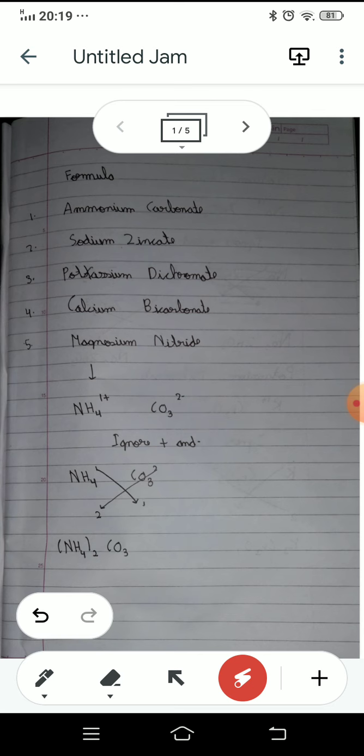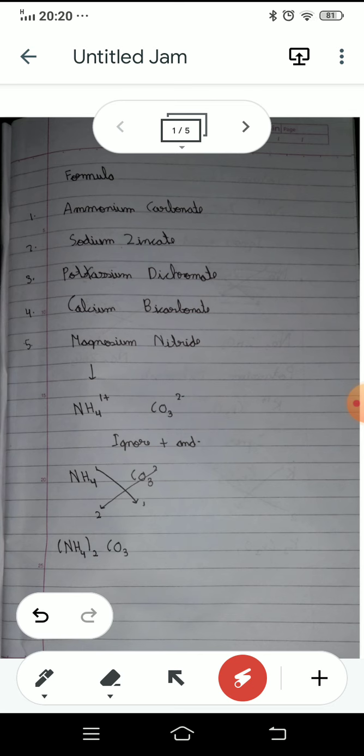Then friends, what is our next step? The next step is to ignore the plus and minus signs. Then we interchange the valencies and write the formula. Always remember, if the symbol already has a subscript, for example 4, then when the valency is interchanged, that symbol will come in brackets and the valency will be written outside. As you can see in the given picture, when 2 comes over here, NH4 is written in brackets, 2 outside, and CO3 as it is.